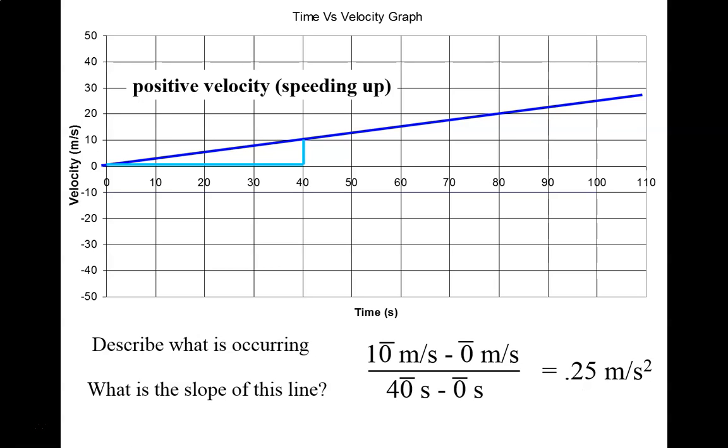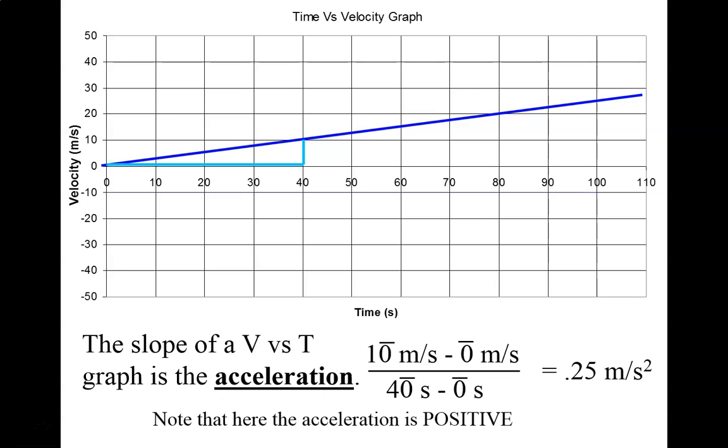What is measured in meters per second squared? That is acceleration. And that is something you need to know. In order to figure out the acceleration, you can figure out the slope of a velocity versus time graph. The slope of a velocity versus time graph is the acceleration of that object, and that is something you need to know. Notice that the slope is positive and the acceleration would also be positive.